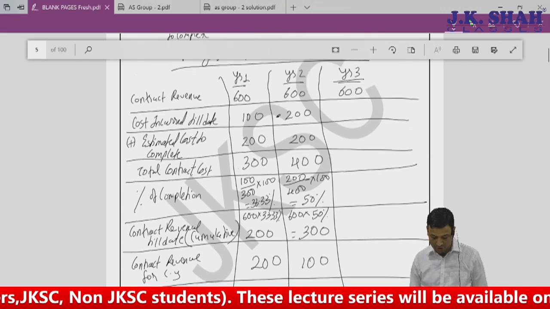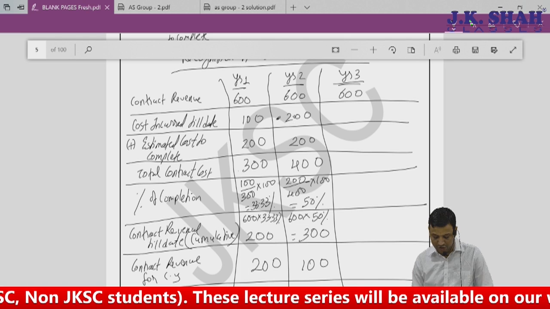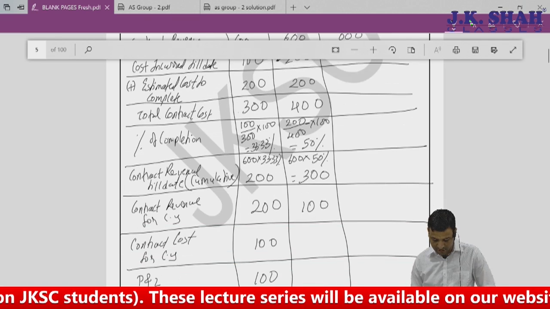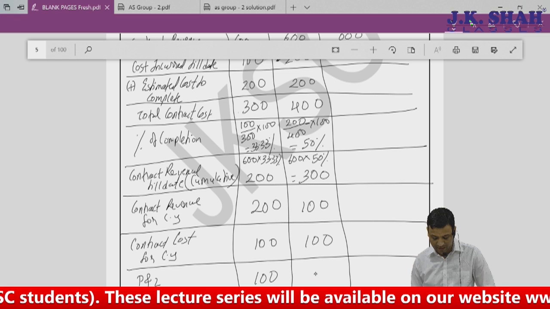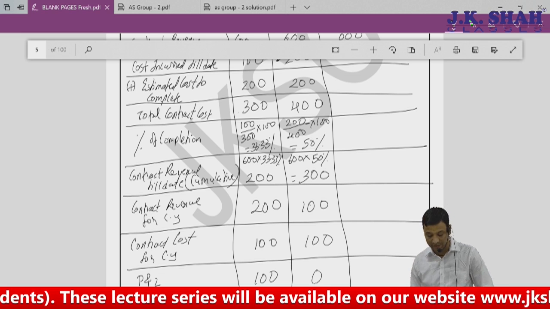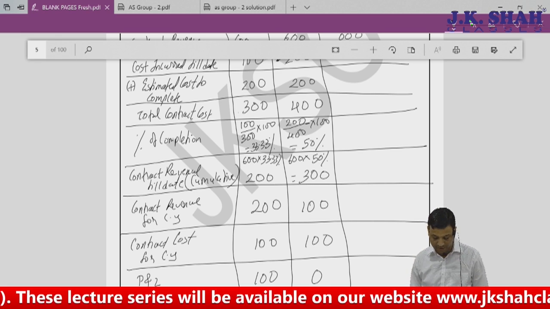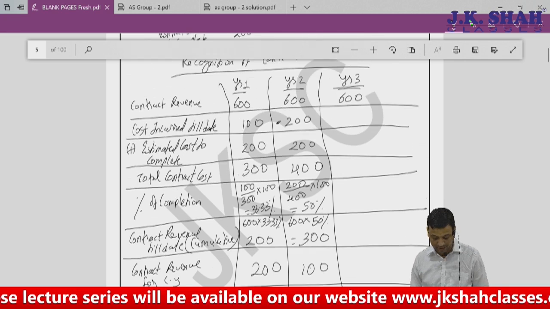And what is the cost for the current year? Total till date it is 200. So 200 minus 100, it is 100. So what is the revenue which is recognized for this year is 0. Nothing is to be recognized for this year. We have already recognized the profit. So now revenue will be recognized.